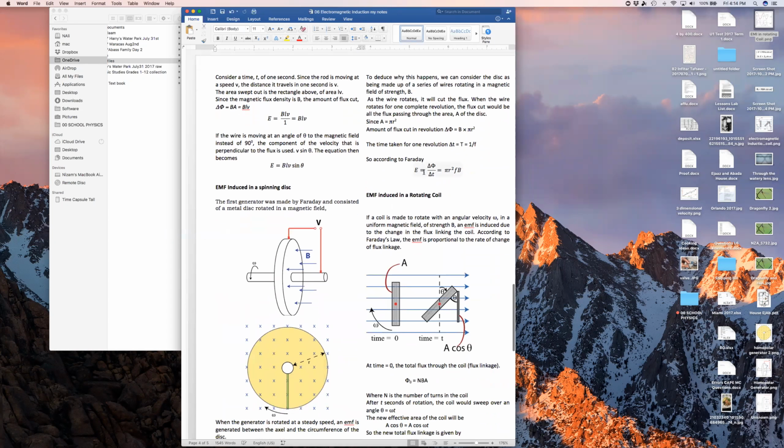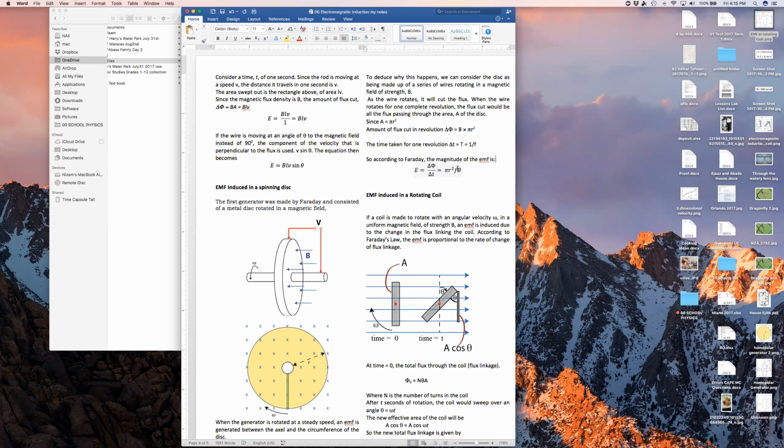Again, I'll put the minus sign, but the minus sign is just for polarity, so I don't want to get messed up in the equation. The magnitude of the EMF, according to Faraday's law, is delta phi over delta t. Delta phi is B times pi r squared, and delta t is 1 over f. So this is the expression for the EMF induced across the ends of the coil as it rotates in a magnetic field.